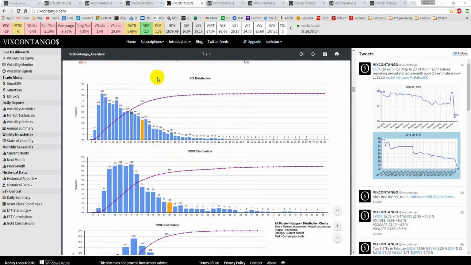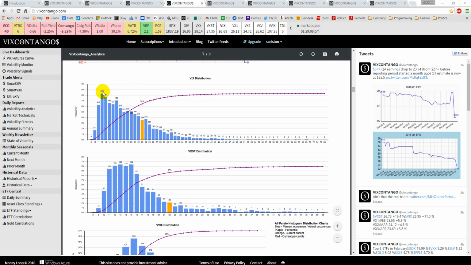After that, we have some histogram Pareto charts, which show you the VIX distribution. So, for example, the VIX right now has closed in the 23 bucket. So it shows you 78% of the time the VIX has been below that level, and 22% of the time it has been above that level. So you get to see the distribution of the VIX, of all the VIX values.